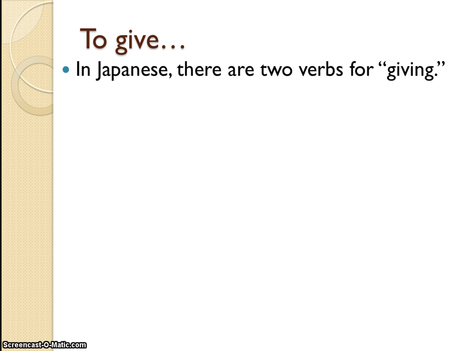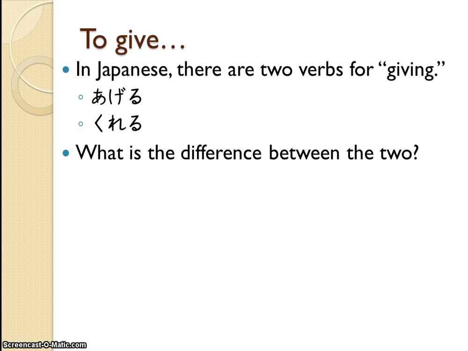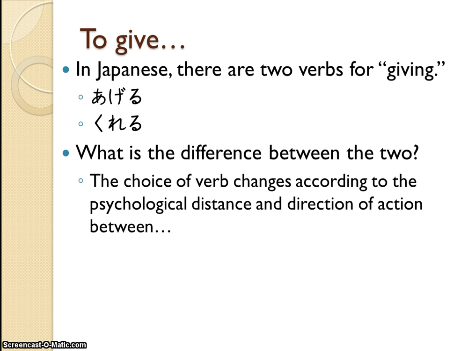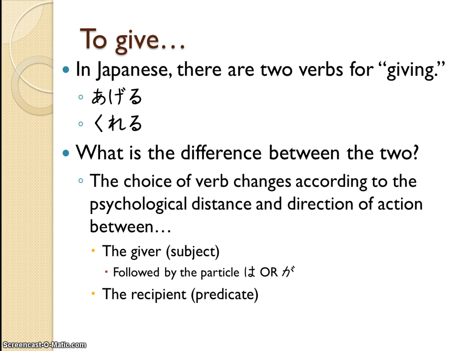In Japanese there are two verbs for the word give: ageru and kureru. There's a major difference. We call it the psychological difference, or direction of action, between the giver and the recipient. Depending on which way the object is going, you use one versus the other. Whoever is giving will have the particle wa or ga because you want to place emphasis, and whoever is the recipient will be followed by the particle ni because they are the ones receiving the item.